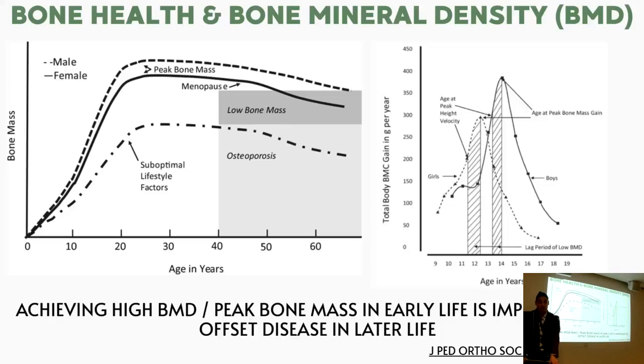The other graphic that I've got on here is to do with the gain in bone mineral density alongside increases in height velocity in children. So as height increases, it spikes at various different points, different for boys and girls, and then there are obviously differences in terms of that peak for the bone mineral density between the two.